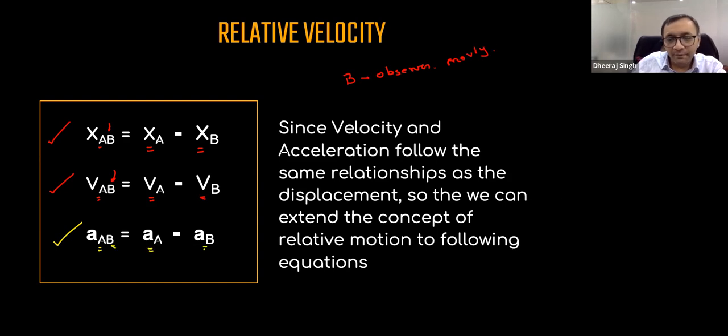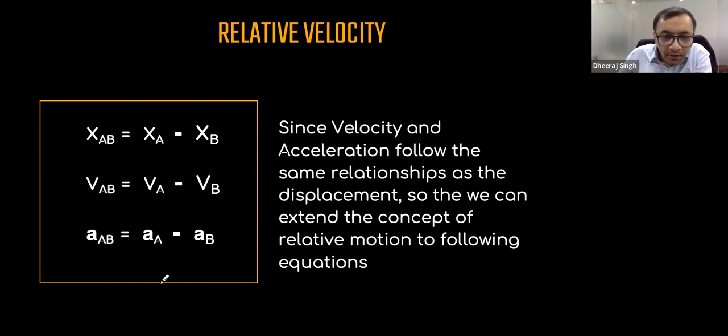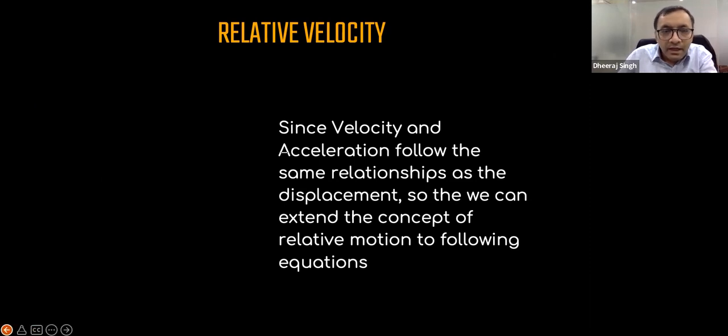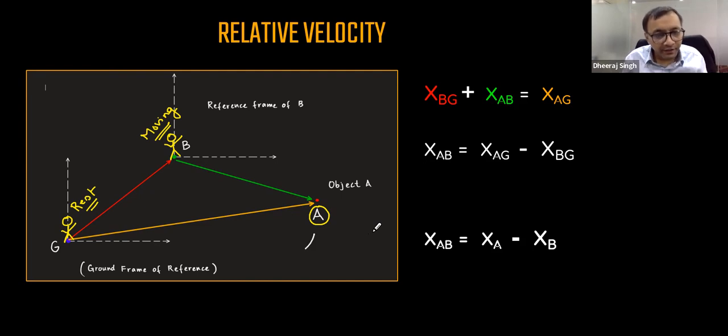Now, let me quickly summarize it because I can sense people are getting confused here. Listen here, everyone. Let me go back and do this again. All right. There is this object A, which is observed by two people. One is standing here and another person is standing here. This person is at rest and this person is moving. Both of them will see two different things, how A is moving.